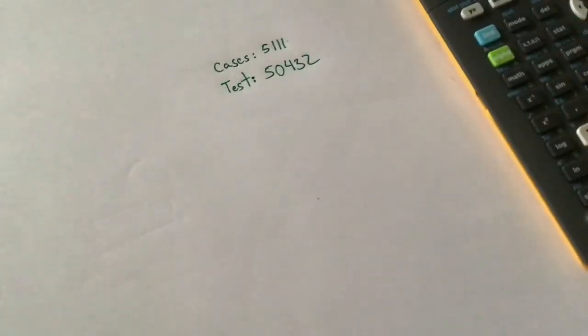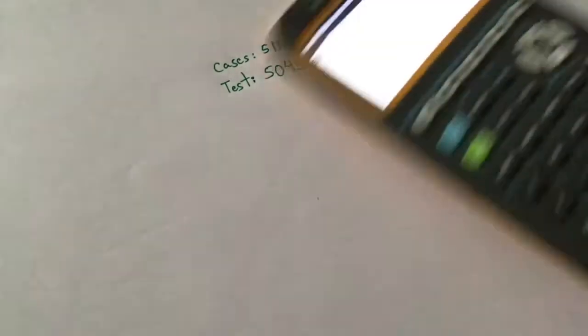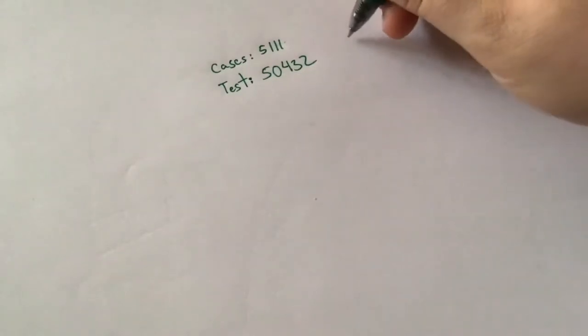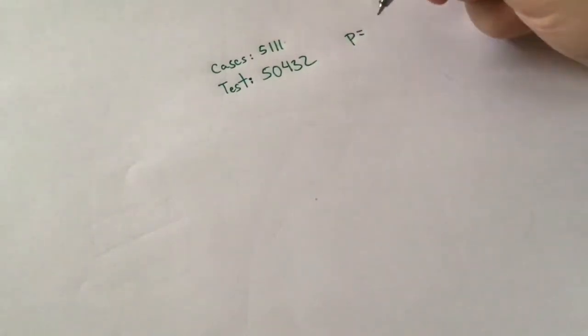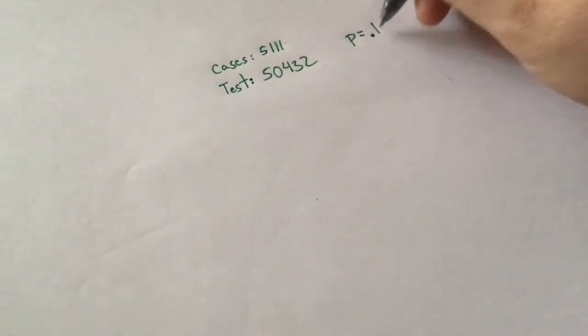So 5,111 divided by 50,432 gets us about, sorry, I thought that was on the screen, but it wasn't, about 0.10, or about 10%. So our p-value, our proportion, is 0.10. That tells us approximately 10% of all people that have been tested have tested positive.